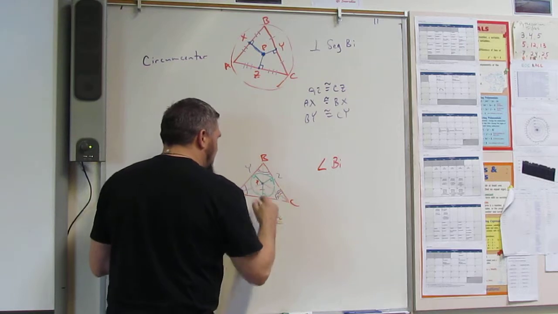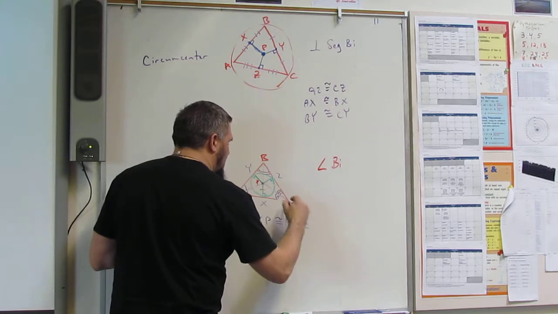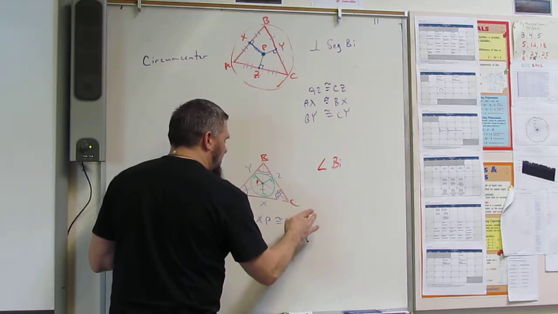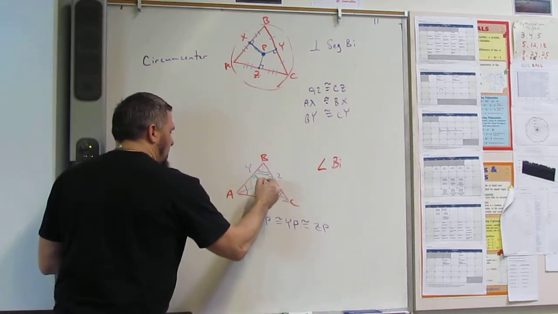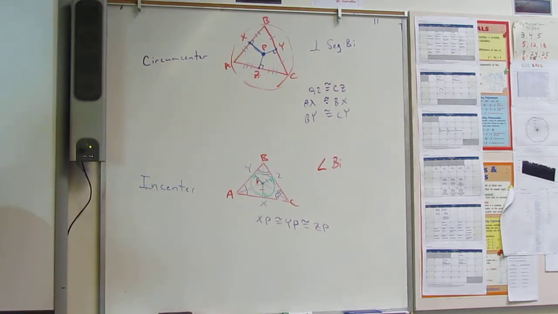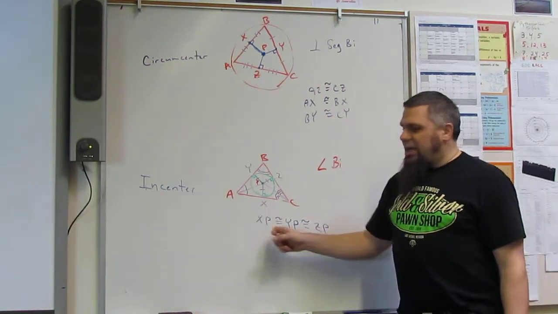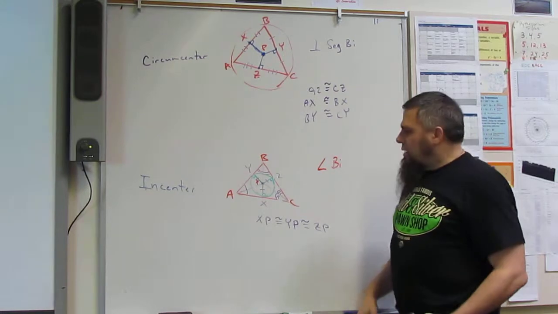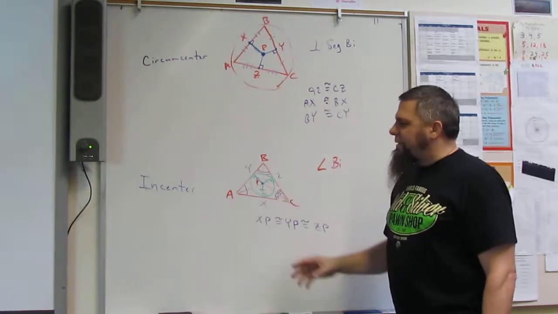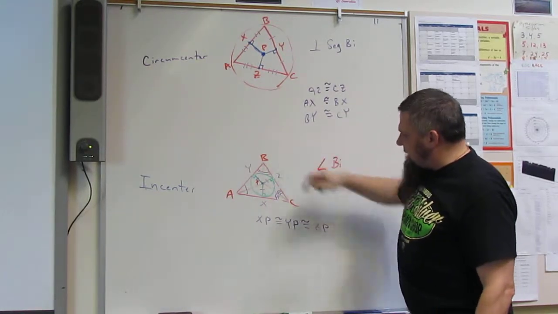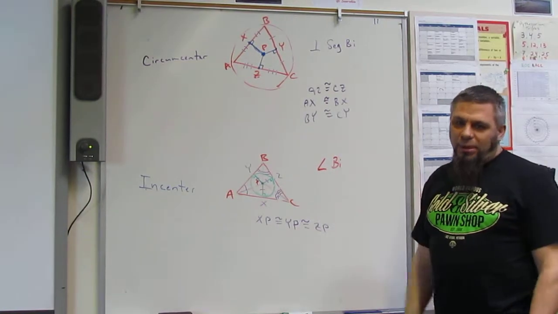XP is congruent to YP, which is also congruent to ZP, because it forms a circle, and those are all radii. These are radii inside that circle. So this is a radius, this is a radius, this is a radius, and they're all perpendicular to the lines, like BC. So they're not perpendicular bisectors, but they are perpendiculars. Okay?